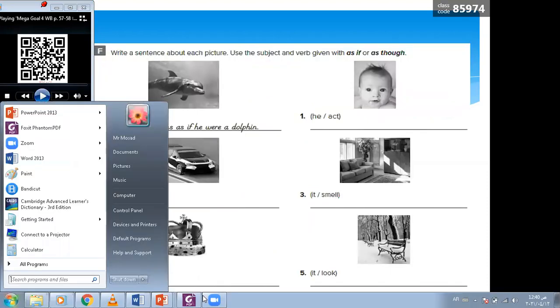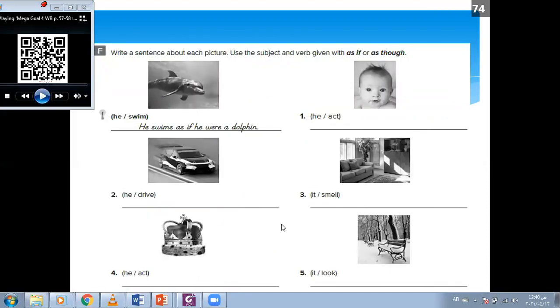اوكي طيب, if we look carefully here at this exercise F, he wants you to write a sentence about each picture. Use the subject and verb given with as if or as though. اوكي يعني هو عاوزك تعمل جمل على الصور اللي موجوده وتستخدم as if او as though.